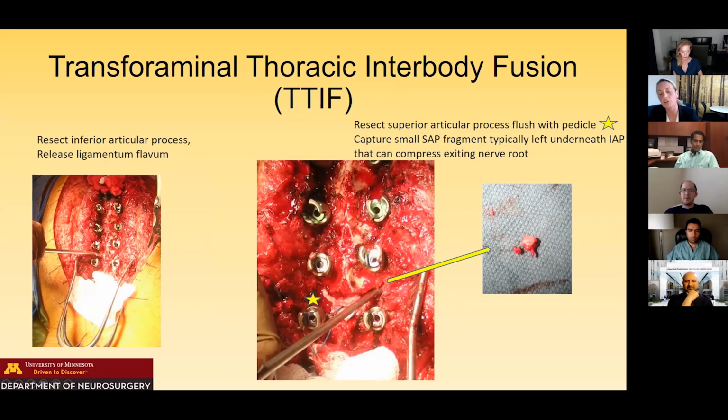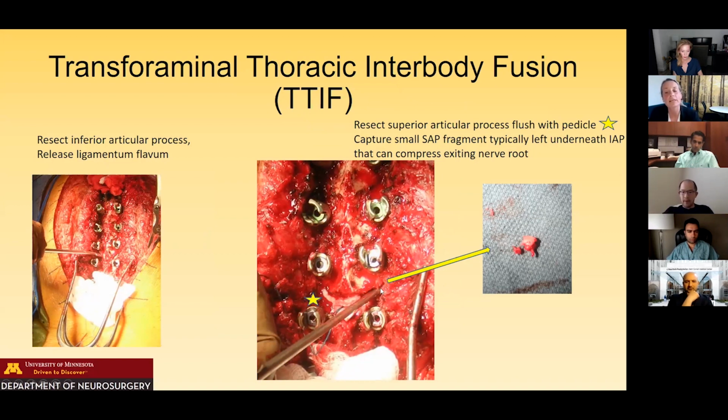Resecting the inferior articular process, fully resecting and releasing the ligamentum flavum. And just a pearl here: to do a thoracic interbody fusion, it becomes very key to resect the superior articular process flush with the pedicle, right about the level of this star here. You really want to get it down flush with the pedicle completely so you have full access to the interbody space from the transforaminal region.